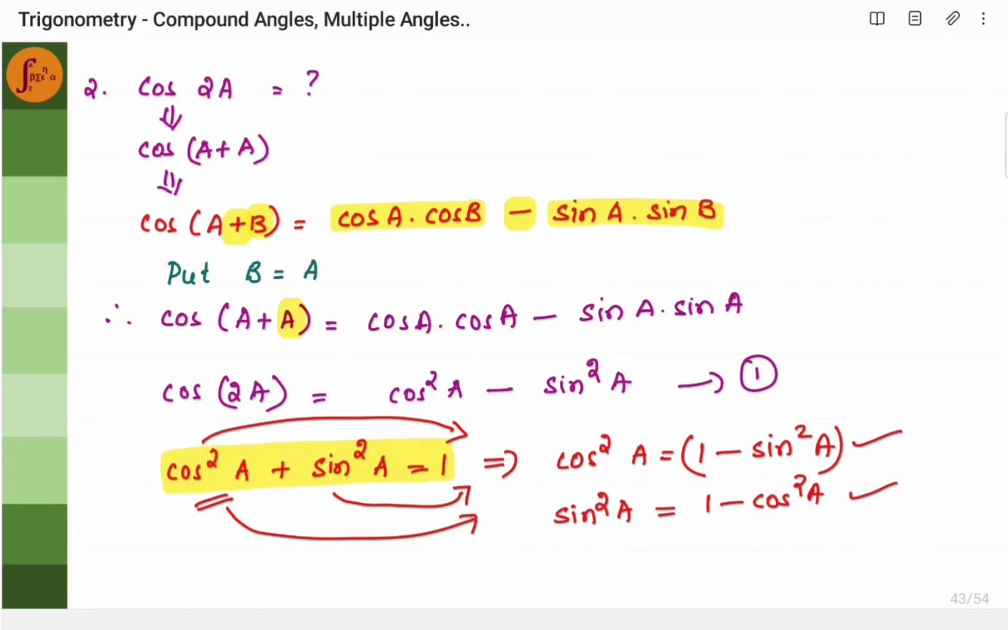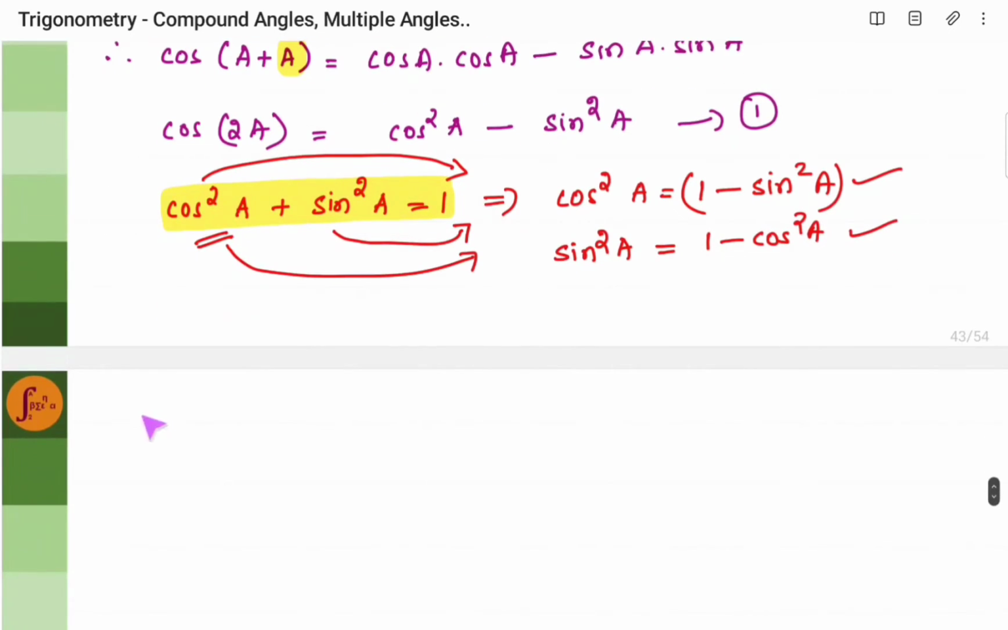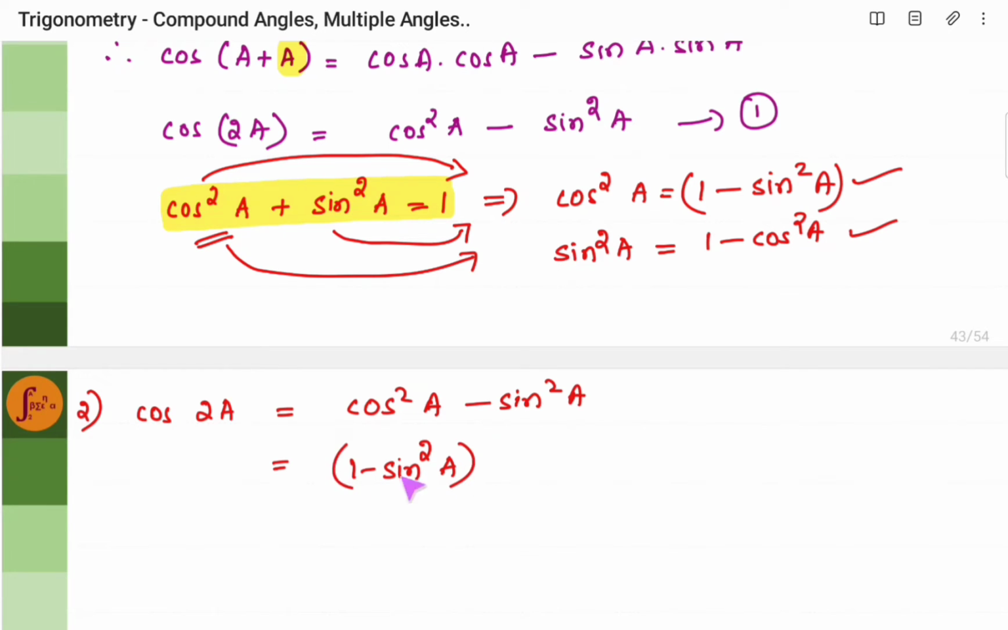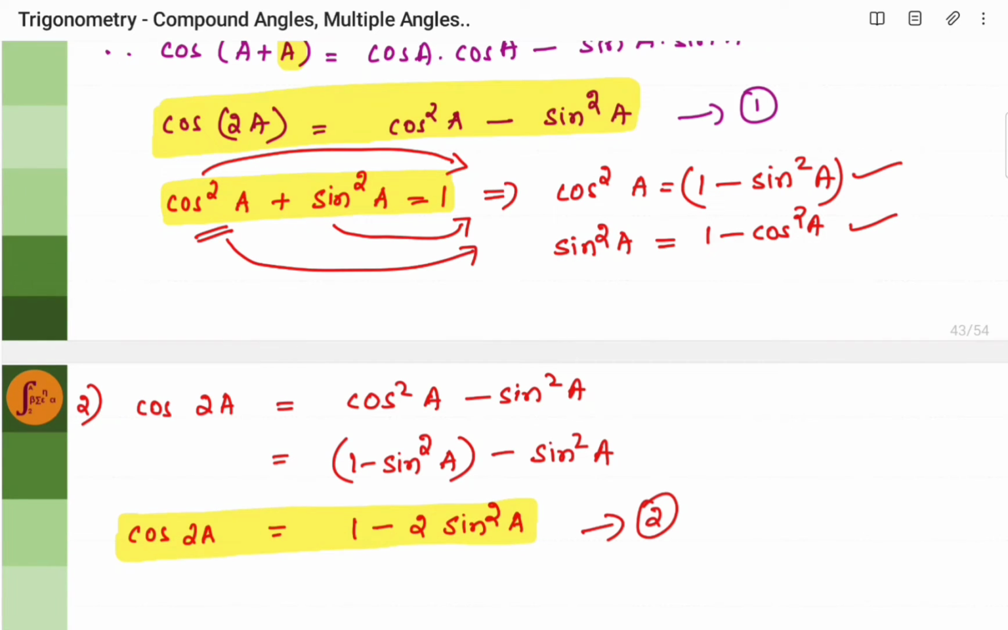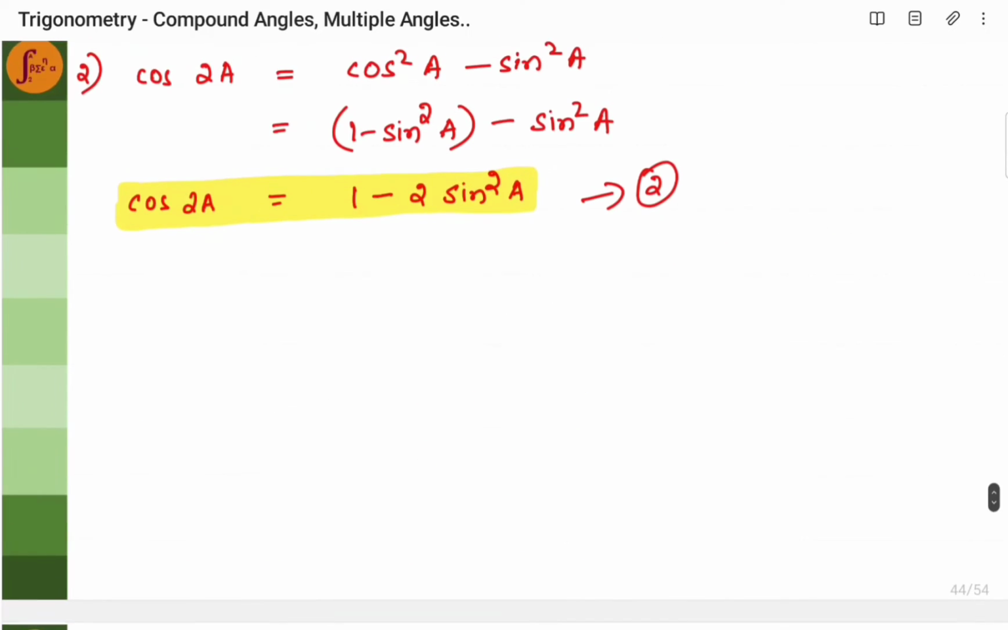First, we will substitute cos square A. So we have cos 2A. This is the second formula. Cos 2A is, instead of cos square A, I'll put 1 minus sin square A, and then I'll copy sin square A as it is. So this is 1 minus sin square A minus sin square A, so it is 1 minus 2 sin square A. This is cos 2A, the second formula. So this was the first formula, this is the second formula. Now we'll get the third formula.